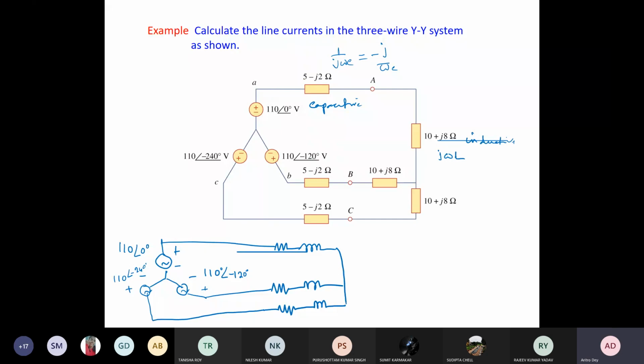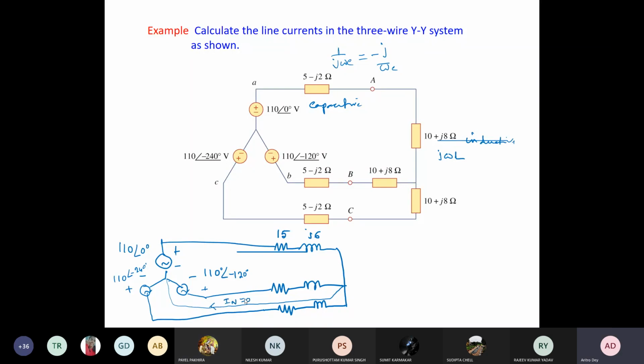So this is again star connected here like this. This is 15 and this is j6. Now what you are asked is to calculate the line currents in the three-wire YY system. You can do it only for this phase, as we know it's a balanced system. If we have a neutral wire connected between these two, then IN will be equal to 0.